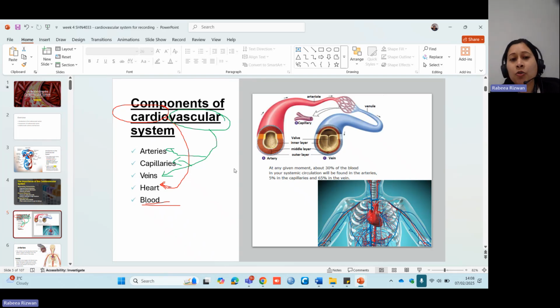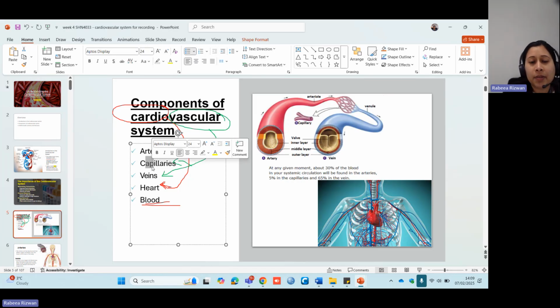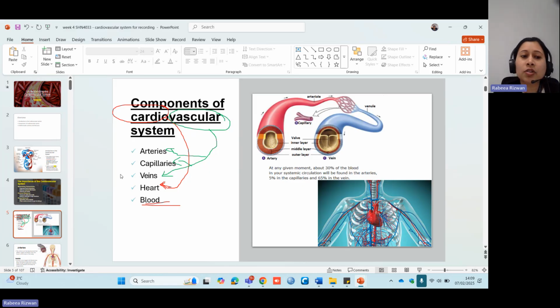What are the components of the cardiovascular system? Let's discuss the basic components. Cardio means heart, so you know the one component. What are the other components? The vascular system. What does vascular mean? It means vessels. So what vessels are included? Arteries, capillaries, and veins. Now let's discuss further what these arteries, capillaries, and veins are.